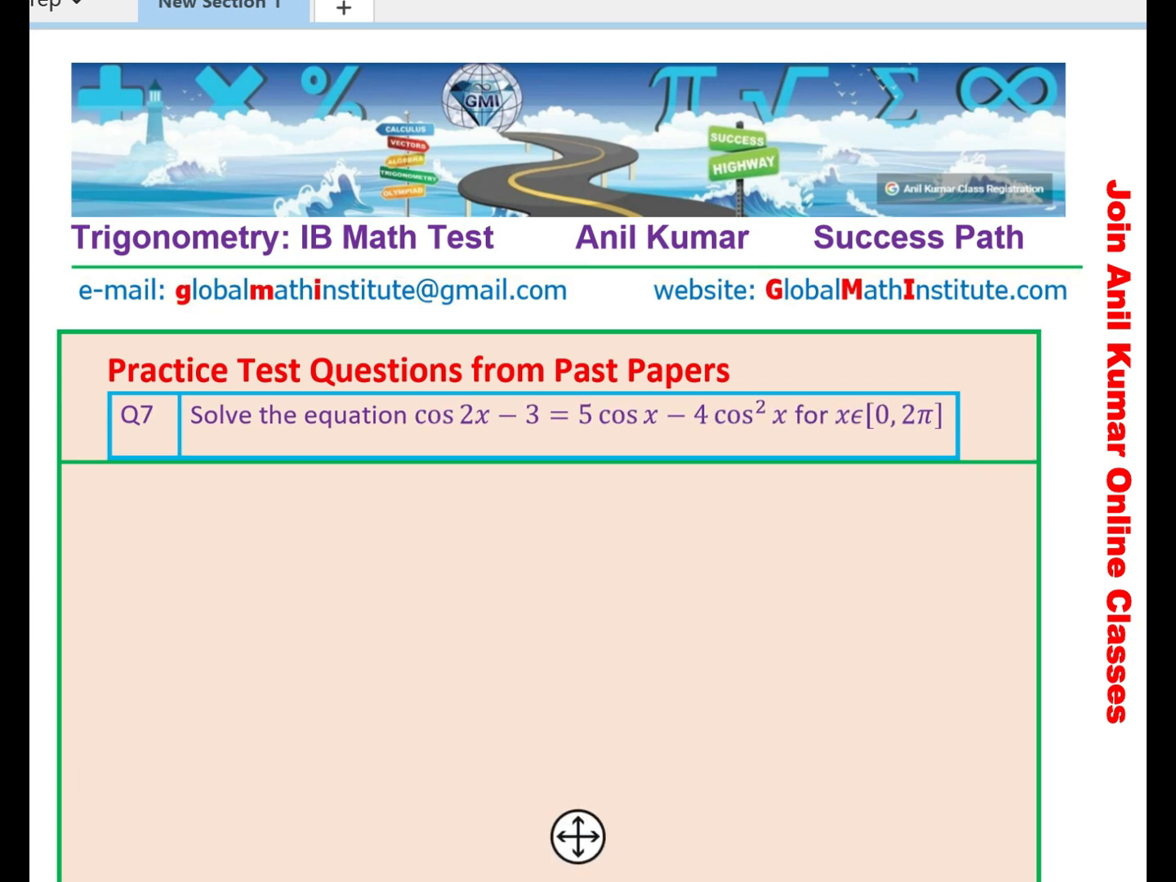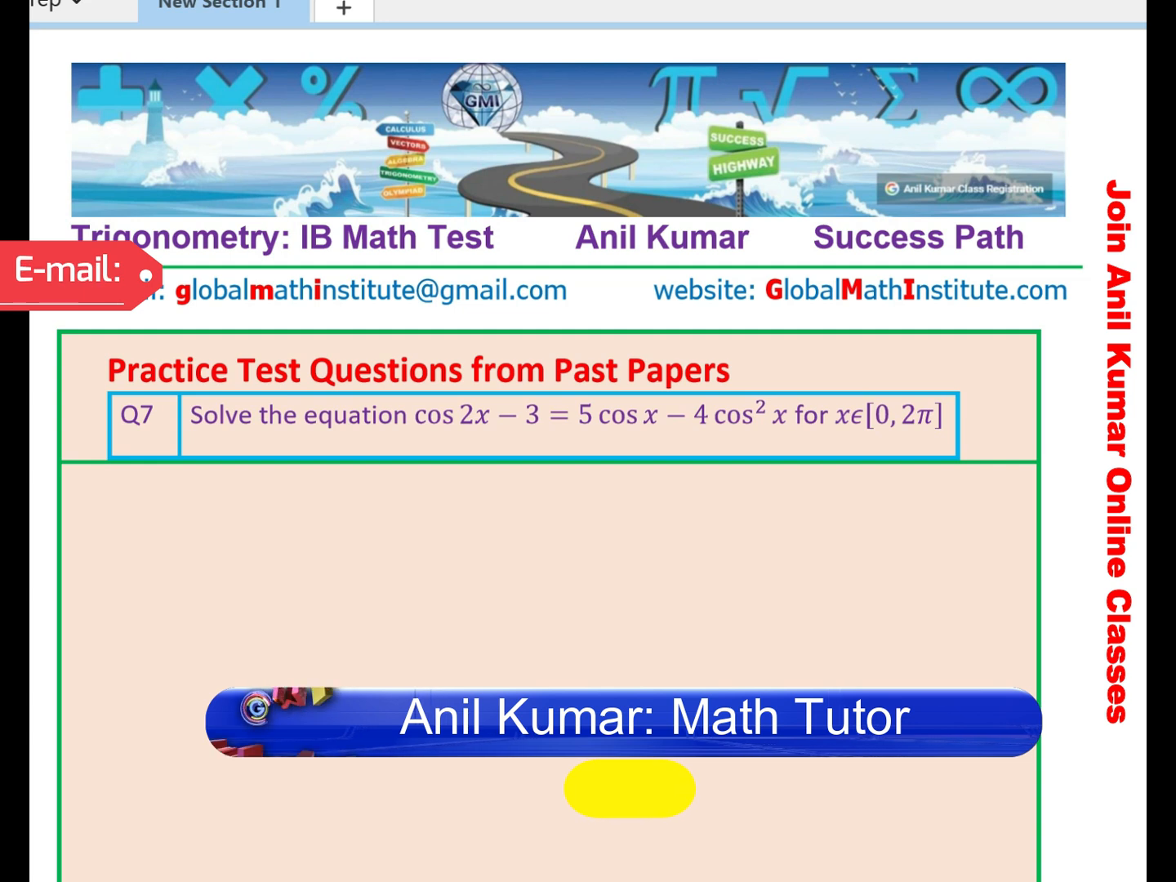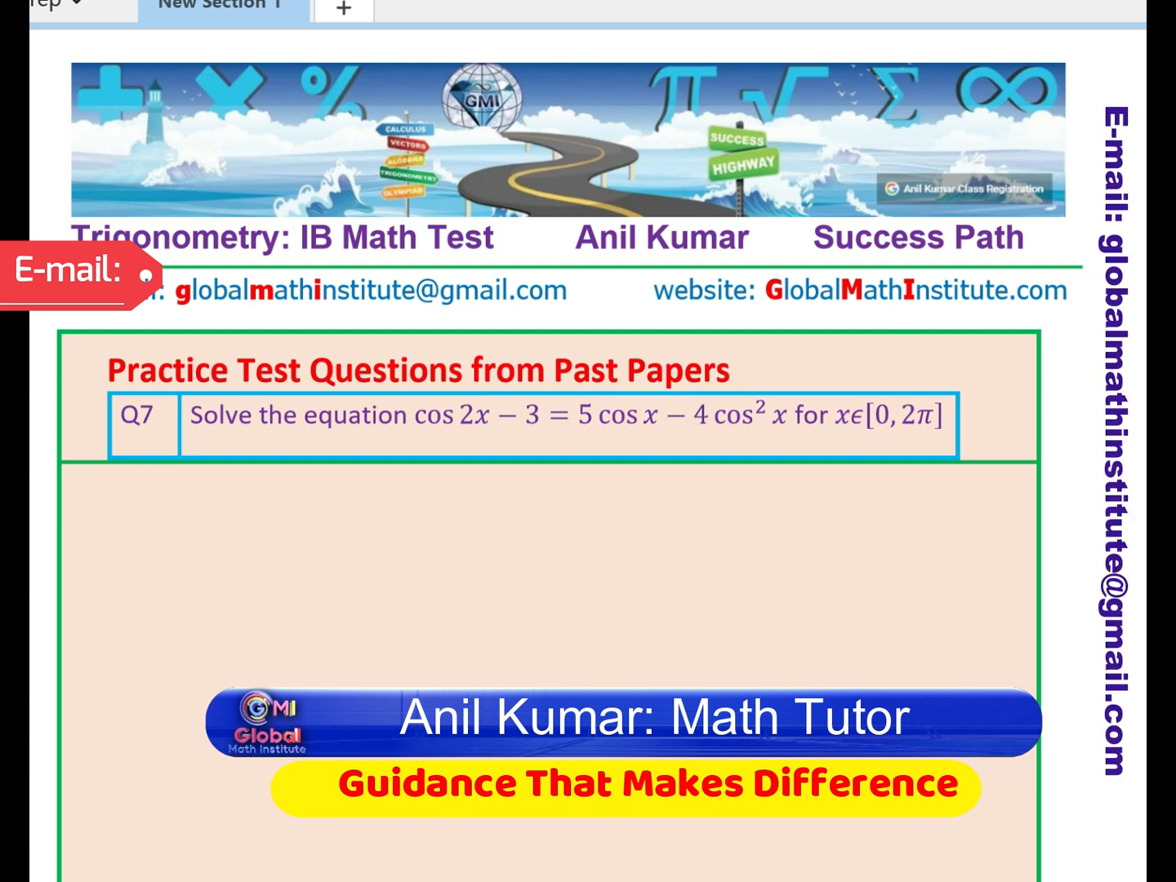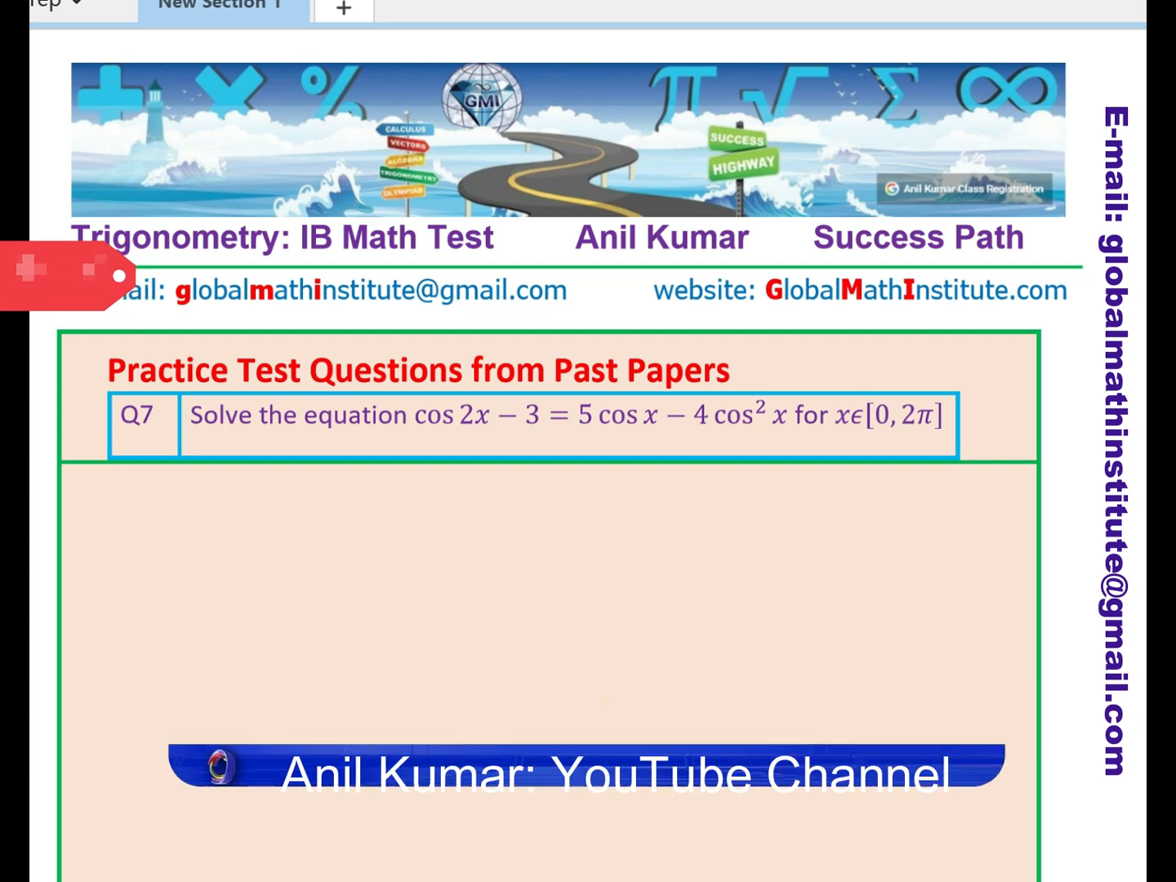Now, let's move on to the next question, which is question number 7. We need to solve this trigonometric equation, which is cos 2x minus 3 equals to 5 cos x minus 4 cos squared x within the domain 0 to 2 pi.